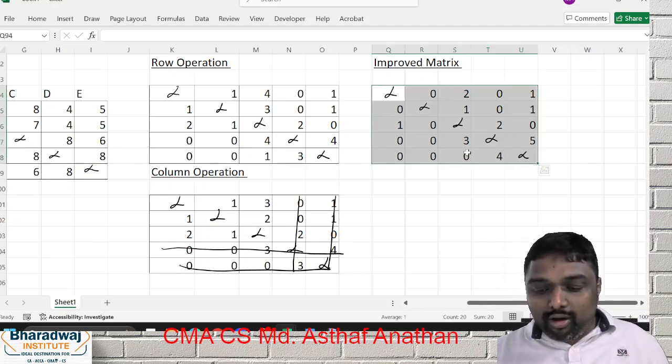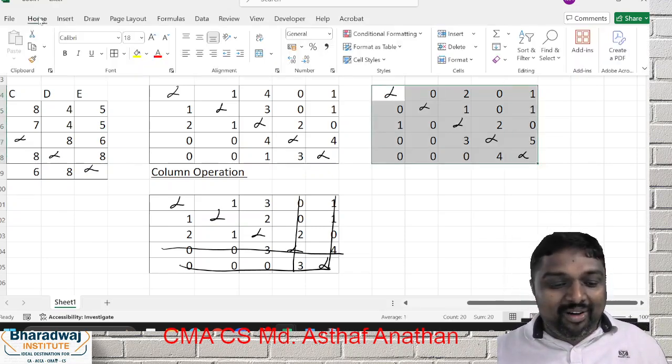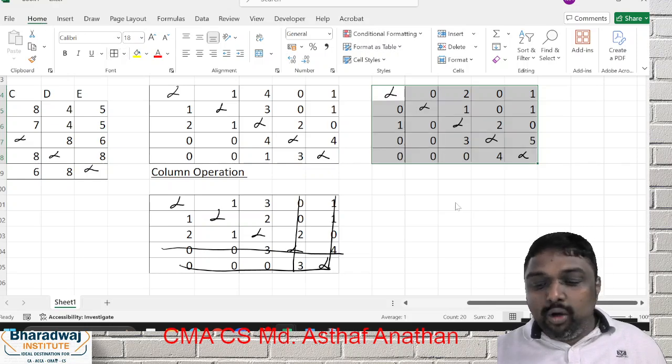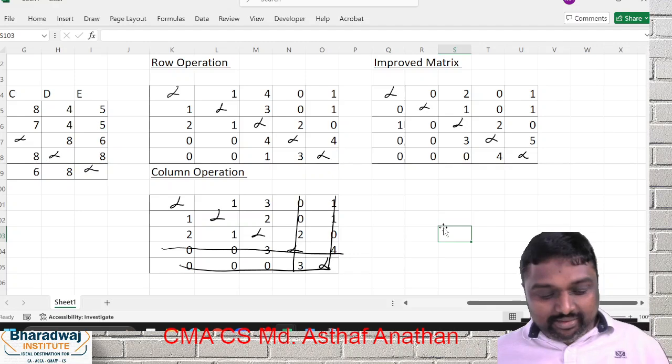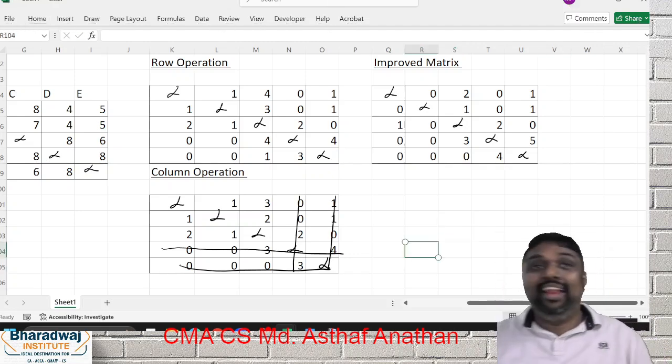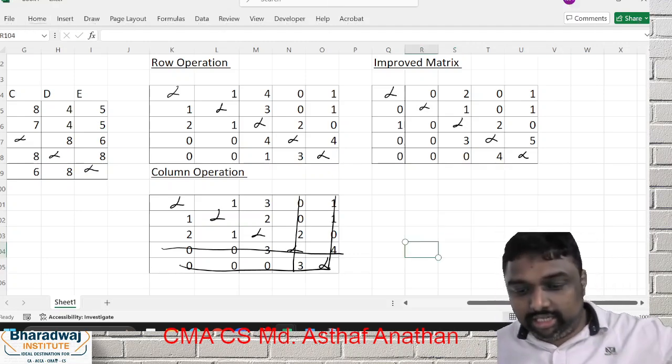Hope all of you are on track. Please take your own time and complete, my dear friends. Once you complete it, again we'll go for the optimality check. Now, let's see how many of you have done this allocation.